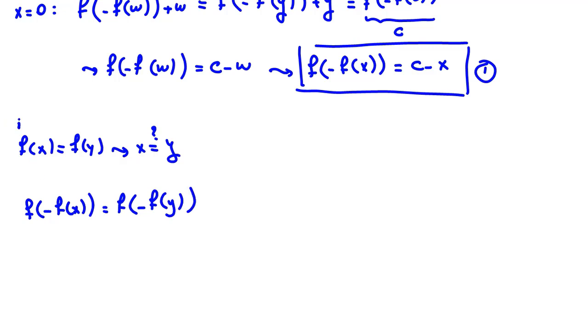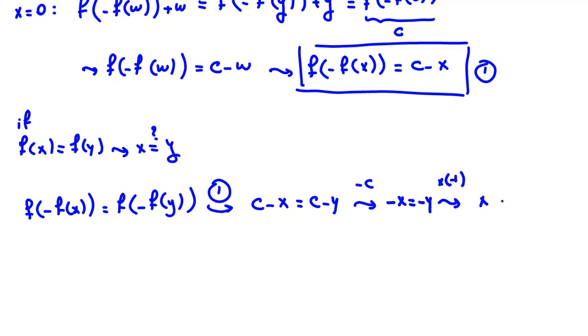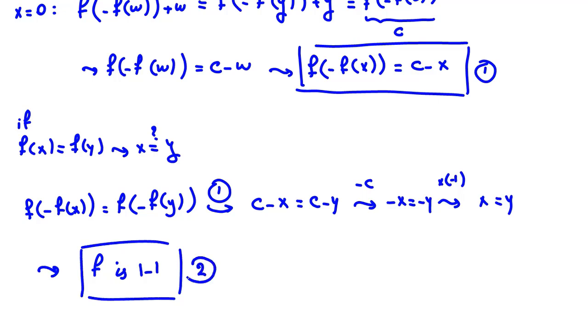Because here, if f of x equals f of y, so negative f of x equals negative f of y, they are equal. And if we apply 1 here, c minus x equals c minus y, we can subtract c, so negative x equals negative y, so if you multiply by negative 1, x equals y. So we conclude f is a 1 to 1 function. Okay, it is the second important thing we've reached here.